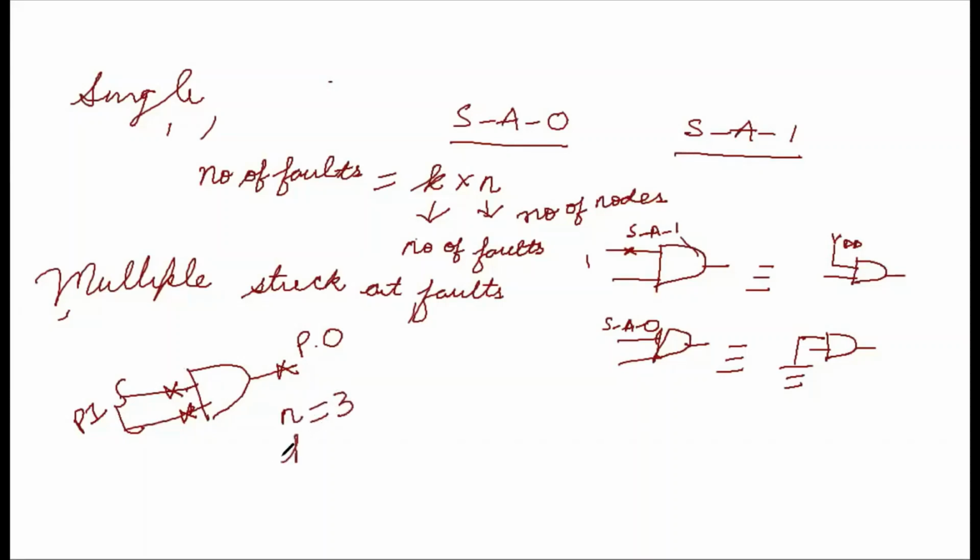Okay, k की वैल्यू क्या है, क्योंकि हम सिर्फ दो ही मॉडल्स की बात कर रहे हैं. So what is the value of k? k is 2. So using this single stuck at fault model, what is the number of faults which are possible? That is k into n, that is 3 into 2, which is going to be 6. Okay, so let's take another example.